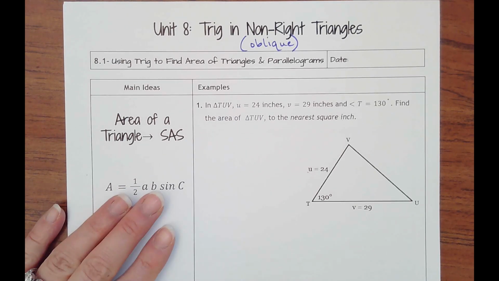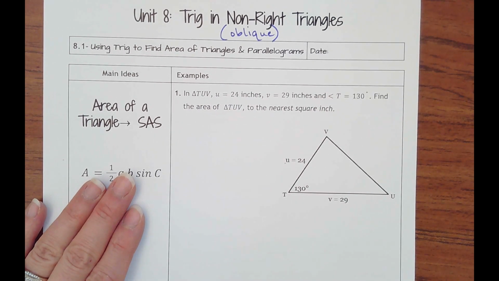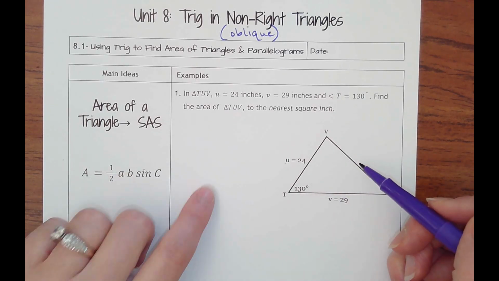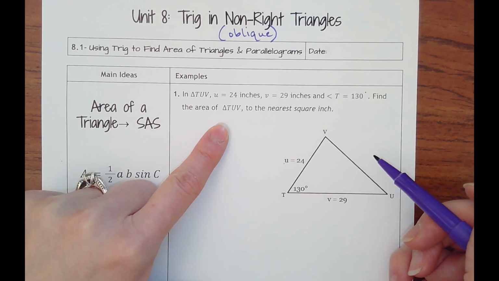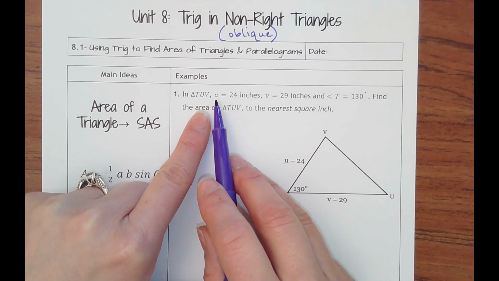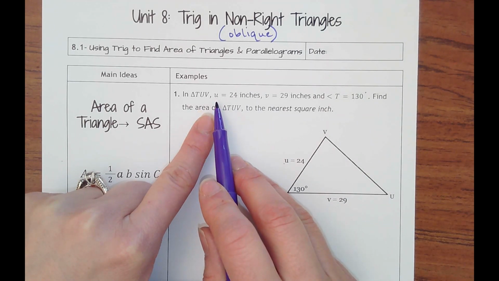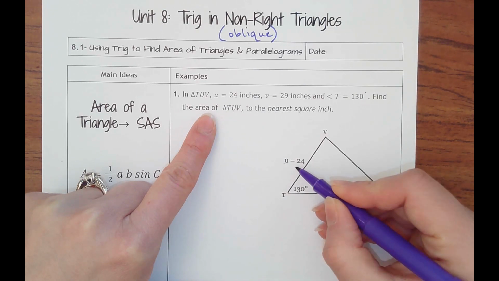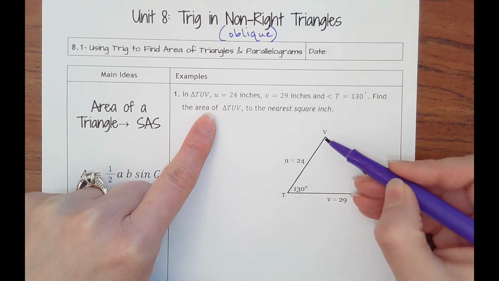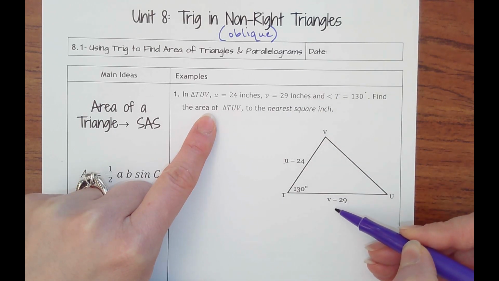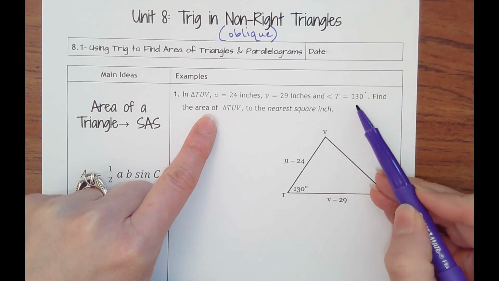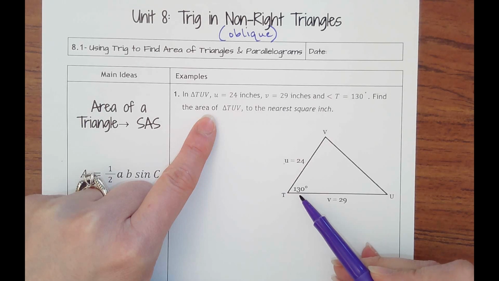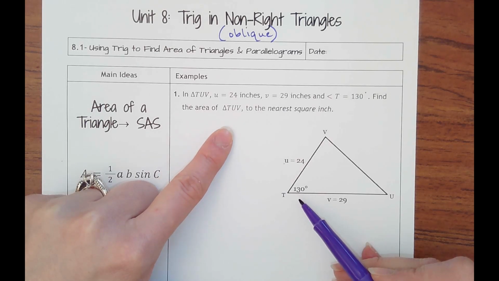And so before I go over the formula, I want to show you this triangle. It's called TUV. It gives you U is 24 inches. And when you see a lowercase letter, that's a side length, and that side will be across from its angle, capital U. So see across from here is side U. V is 29, so across from angle V, they've got labeled 29 inches. And then the measure of angle T is 130 degrees. Find the area of triangle TUV.